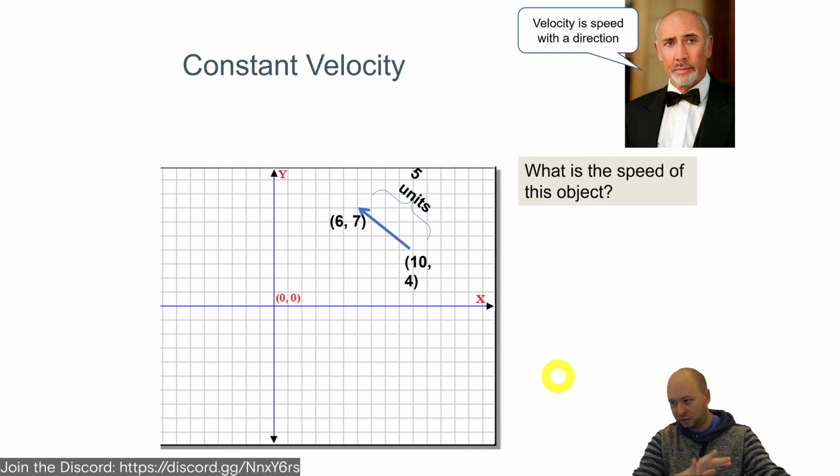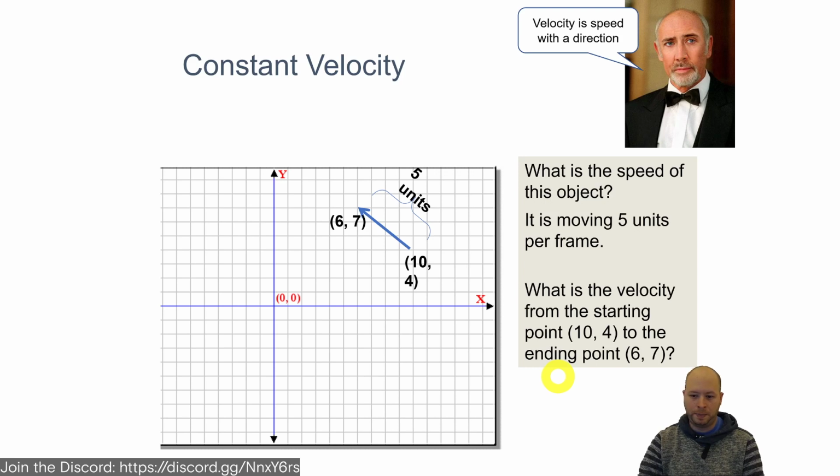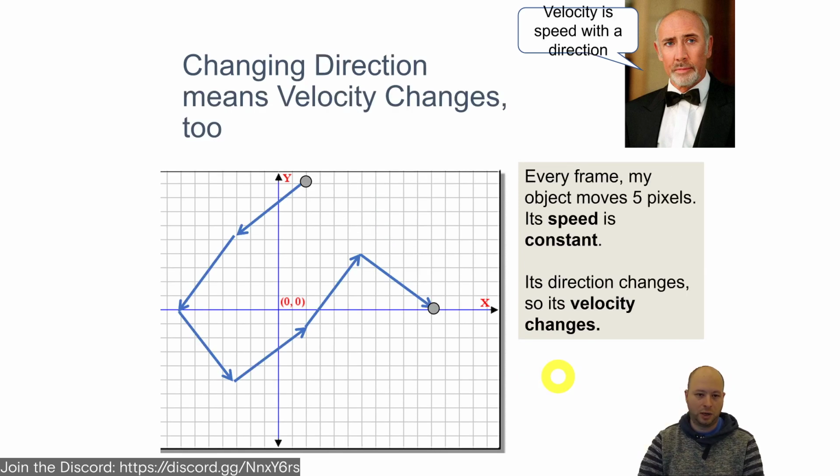Velocity and acceleration and position are all different things, and also the speed. There's a lot of different things. In this case, this particular object is moving 5 units per frame. And so the velocity from the starting point, 10 to 4, to the ending point, what would that be? That would be, again, a -4. You're going in the negative x direction, and 3 up in the y.